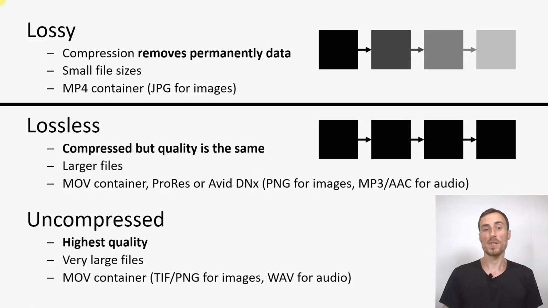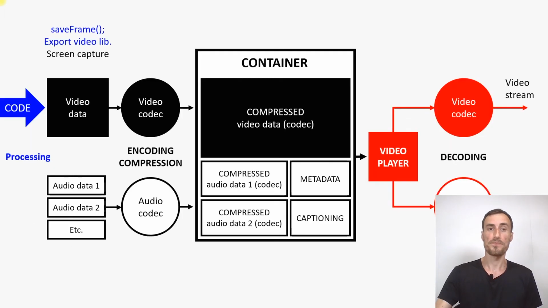And then of course the last one is uncompressed. This is the highest quality, very large files, and you can use MOV containers or AVI files. That's equal to TIFF files for images, likewise also WAV for audio. So you have basically these three options. The first one you should never really work with, otherwise you lose quality. And you can see this significantly if you work with graphics like lines. You will see the huge difference.